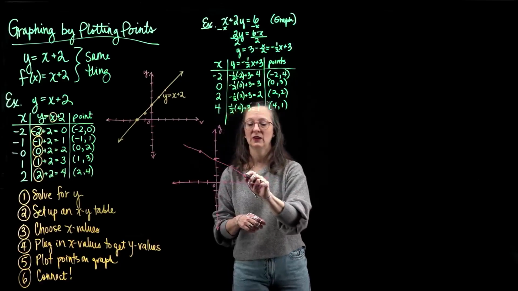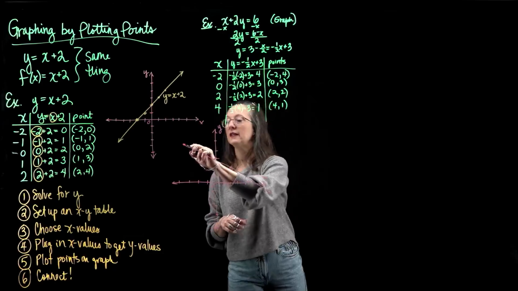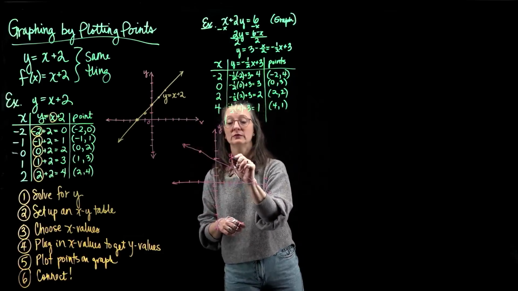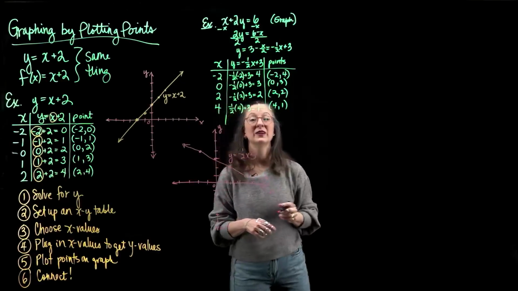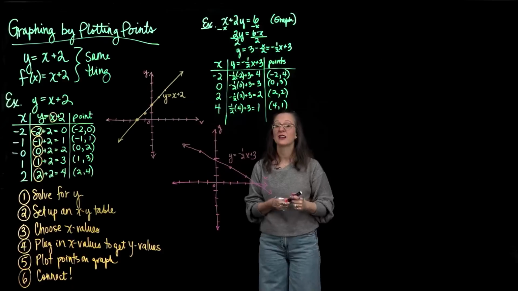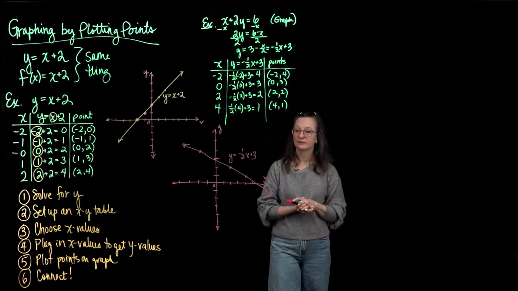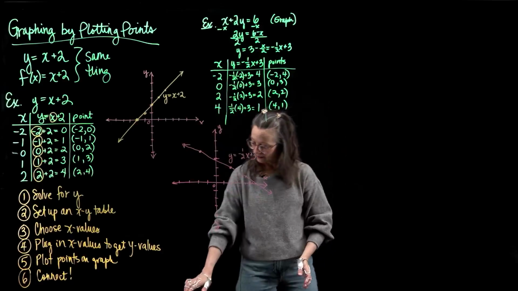I'm going to connect those dots. We'll pretend that line is straight. And I'm going to label it as y equals negative 1/2 x plus 3. All right.